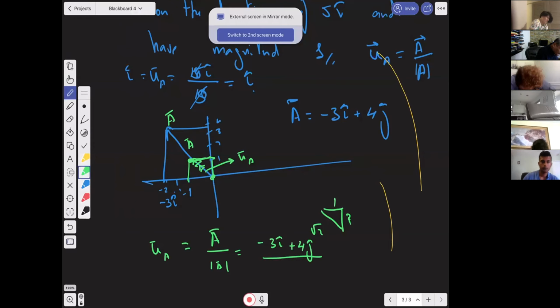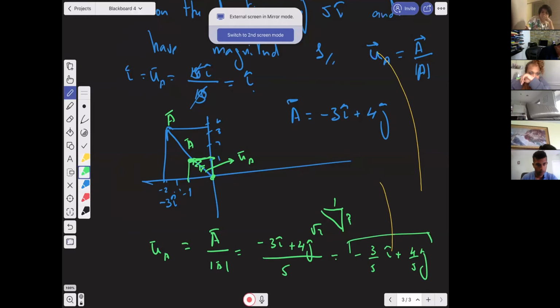And what is the magnitude of the vector A? Again, 3 squared plus 4 squared is 25. The square root is 5. So the unitary vector u sub A that I'm looking for is the vector minus 3/5 i plus 4/5 j. And if you picture this vector, it will be this one, in the direction of A, pointing out in this direction, but the magnitude is 1.